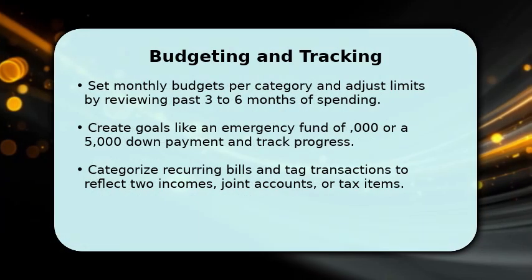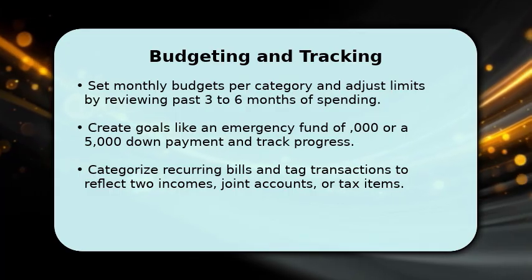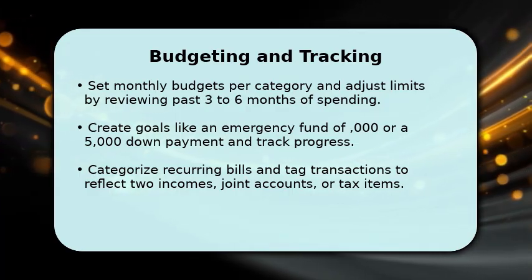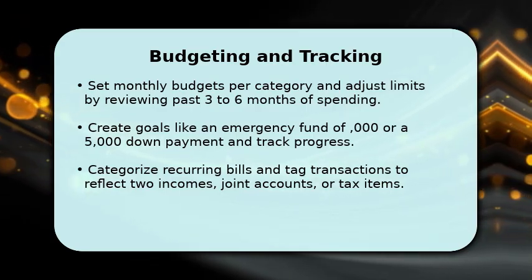Set monthly budgets per category and adjust limits by reviewing past 3 to 6 months of spending. Use the Overview tab to see income, bills, and spending side by side. Drag categories or tap Edit Budget to change amounts.